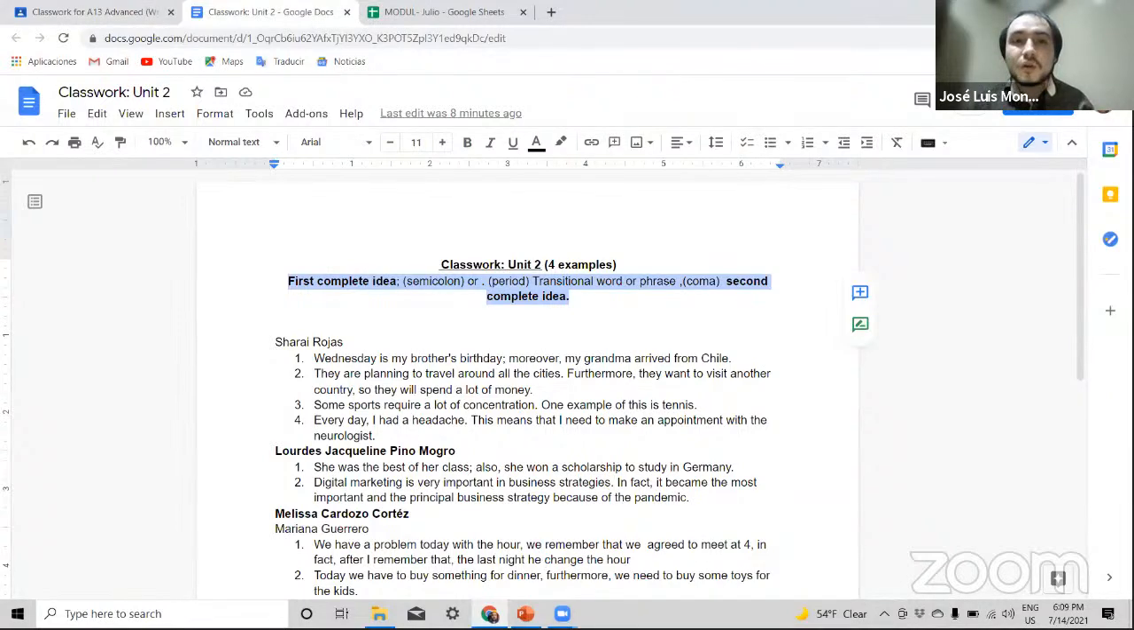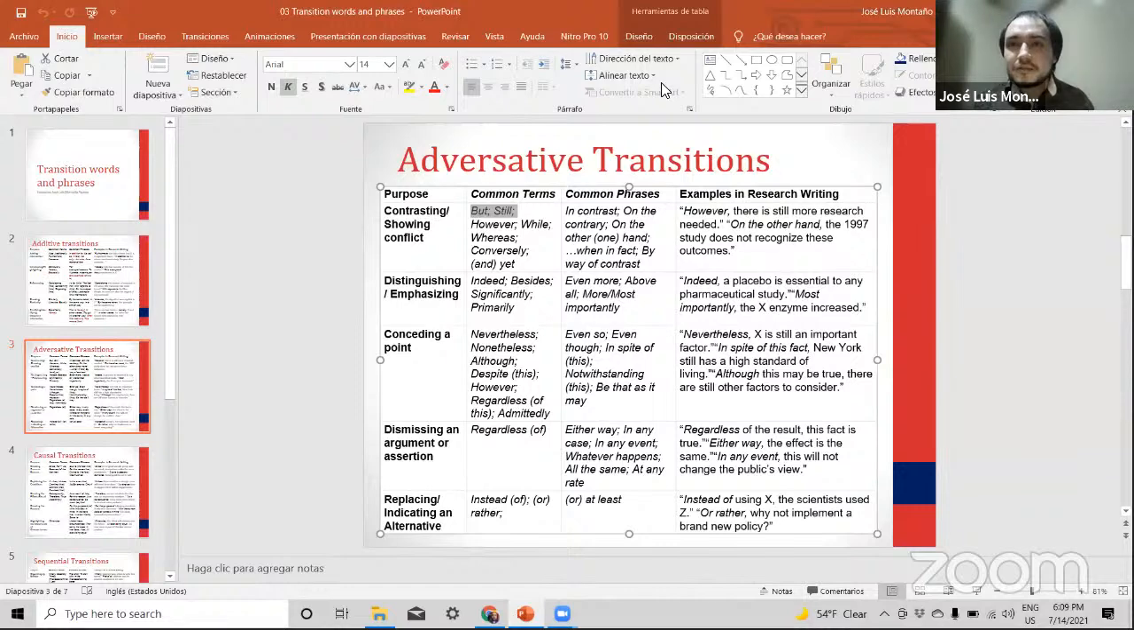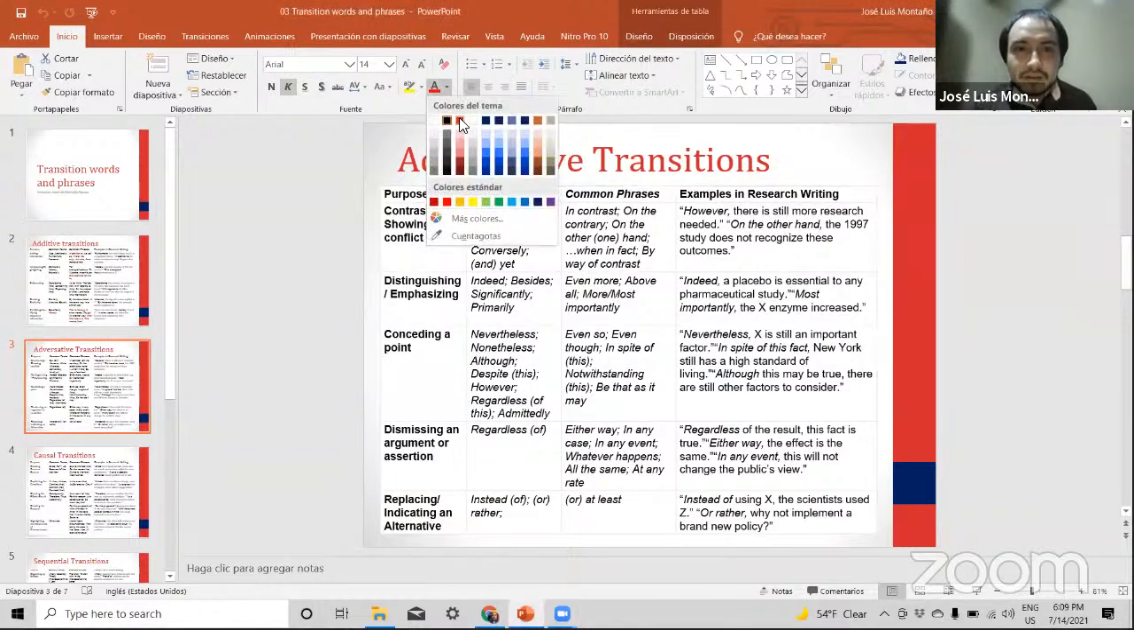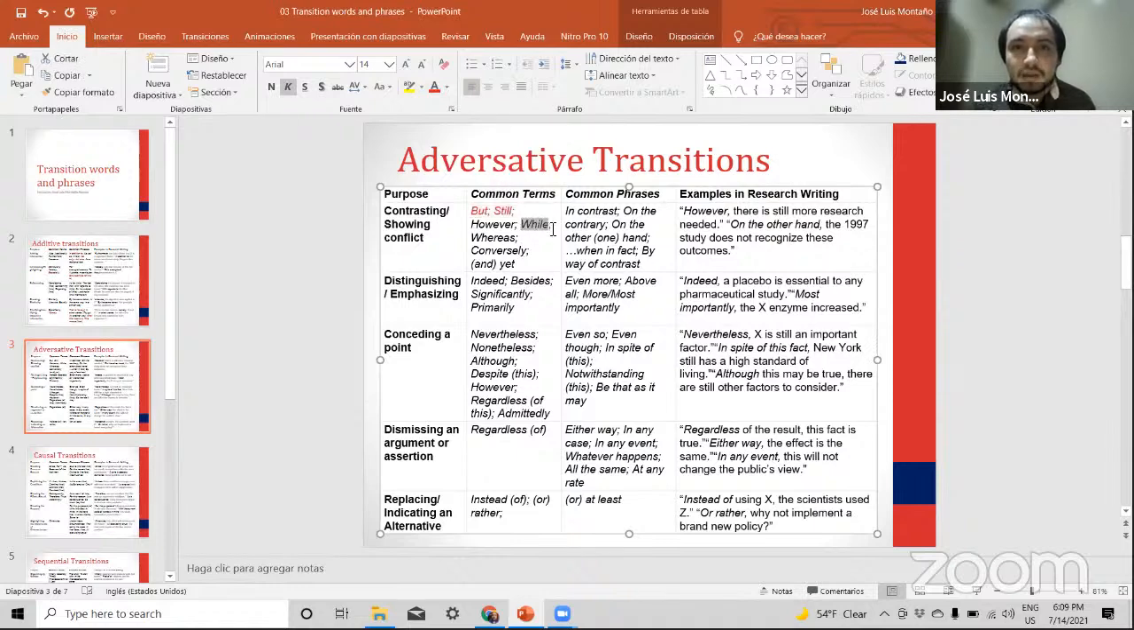Except for the ones that I'm going to color over here, but and still are not going to work that way. Give me a second, please. Okay, over here. But and still are going to work differently, while is going to work differently, right? Whereas is going to work differently. And I'm going to show you how. And yet, you know how to use yet, and you know how to use but. And here, all of them actually, and when in fact. All right. Those ones are going to work differently.